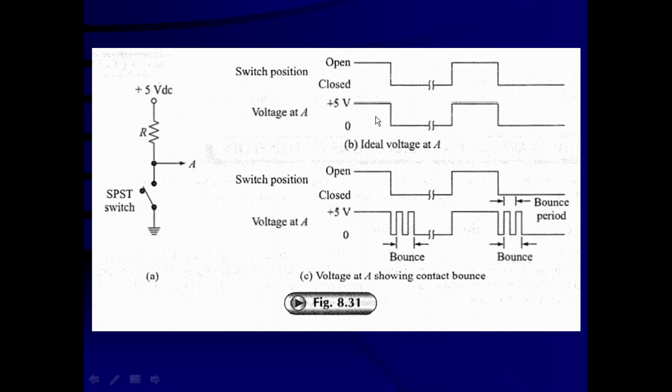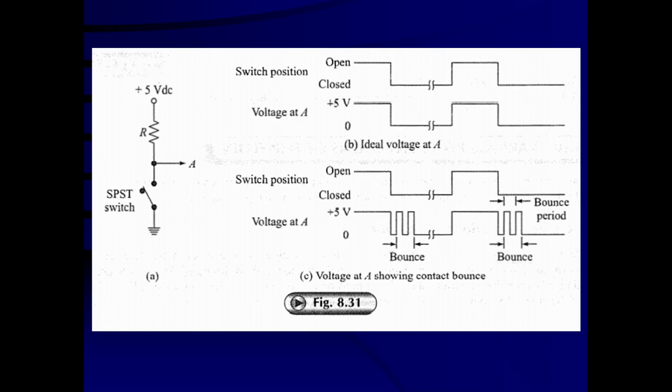So when the switch is closed, the potential at point A is going to be 0 volt, that you can see in the ideal waveform. Again, when the switch is open, the current becomes 0 and the potential at A is going to be high. Again, it is going to be low when the switch is closed. So this is the ideal waveform that appears at point A.